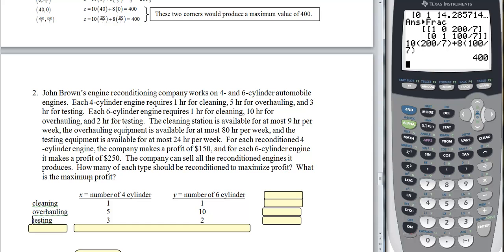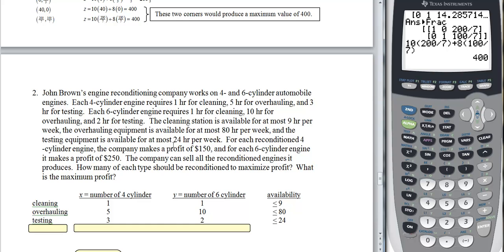Okay. Cleaning station. Now this is about the cleaning station, and it's also about availability. When we had this in the other section, remember we had totals, but now I've got inequalities, so I've got availability. It does say the word at most. So cleaning at most 9 hours, and at most is a less than or equal to. Overhauling is at most 80, and testing at most 24.